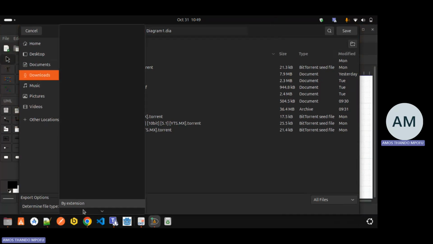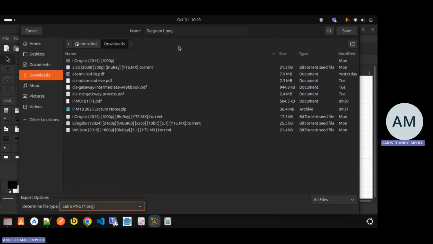Let me see, export by extension, right? So I'm going to export it as a Cairo PNG, right? And then I'm going to name this question one UML. Then I'm going to save it here.